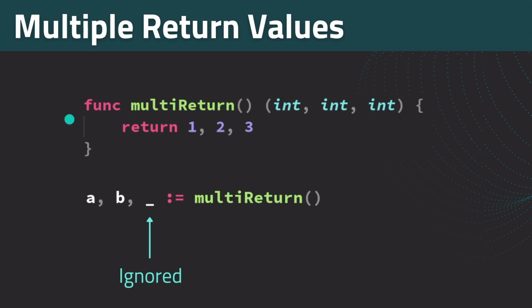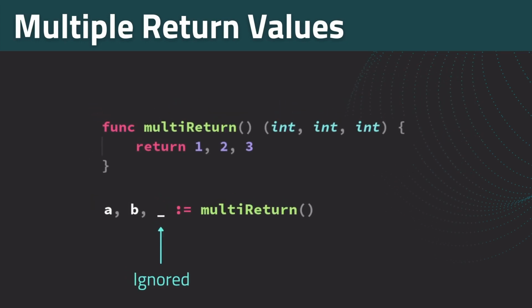We can create variables from each one of these return values by using commas. So we have an a, comma, b, comma, underscore. And we're creating and assigning those variables to the return values of the multi-return function. So a will be 1 from right here. B will be 2 from right here. And whenever you have an underscore, you're ignoring that return value. So we have a 3, but we're going to ignore it. So maybe in this particular case, the programmer wants to ignore the third value.